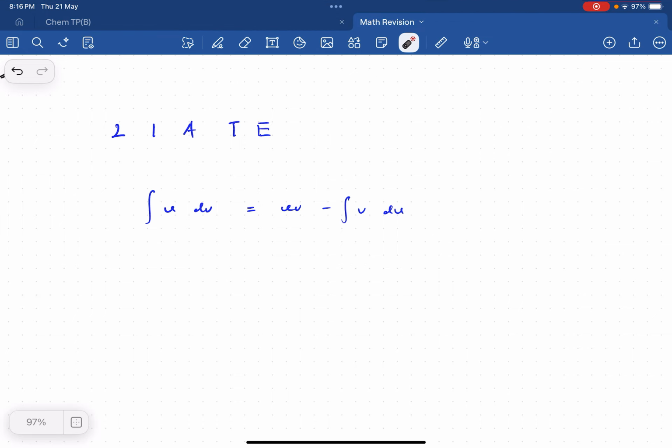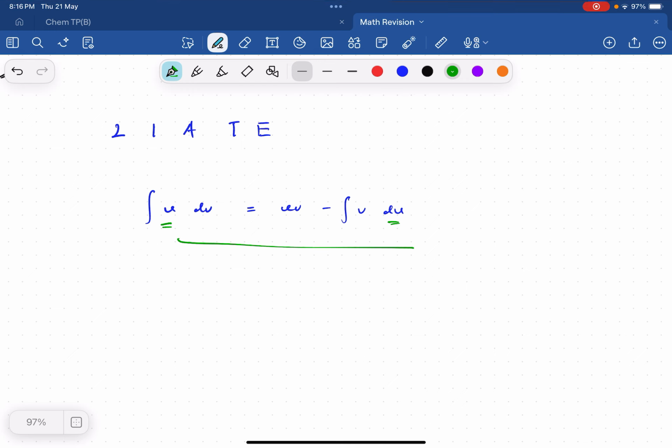I know that a lot of formulae will write it in terms of things like u prime or v prime, but I just personally prefer not to do that. It's just my personal preference. I prefer to remember the formula like this. But the general gist of it is that when you go from u to du, this is a differentiation. When you go from dv to v, this is an integration.